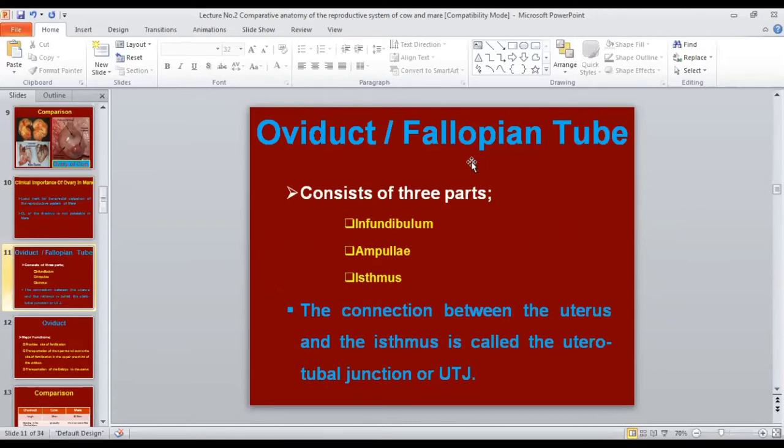Then comes the oviduct or fallopian tube. I think you know very well why it is named as fallopian tube. It is named after the scientist, and it is also known as the oviduct. It consists of three parts: the infundibulum, that is nearest to the ovary, then the ampulla, and then the isthmus, that is nearest to the uterine horns. There is an important point, that is the uterotubular junction. Actually, this is the connection between the uterus and the isthmus, that is called the uterotubular junction.